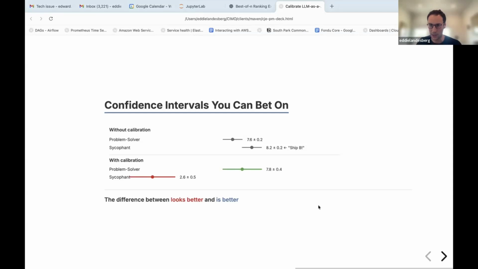And so what calibration and the CJE framework gives you is it gives you the alignment, but it also gives you the uncertainty with respect to the question you actually care about.